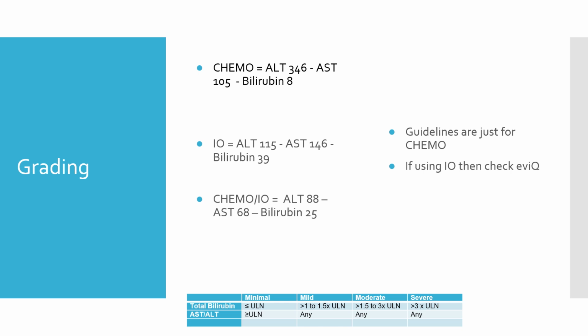346 divided by 50 equals 6.9. So his ALT is 6.9 times the upper limit of normal. And when it comes to his AST, that's 105 divided by 35, so that's 3 times the upper limit of normal, with a normal bilirubin. Hence, that patient had a delay.